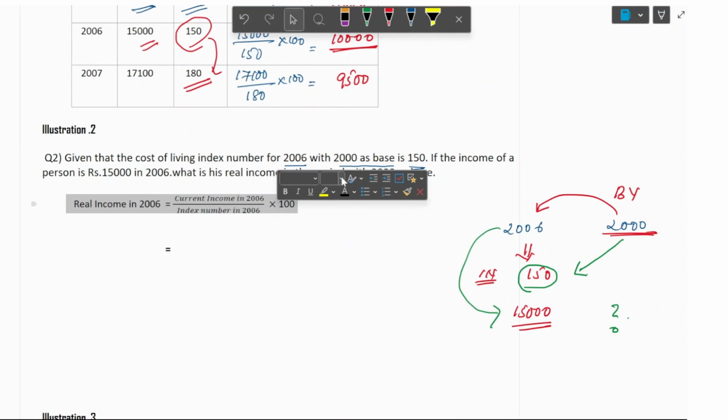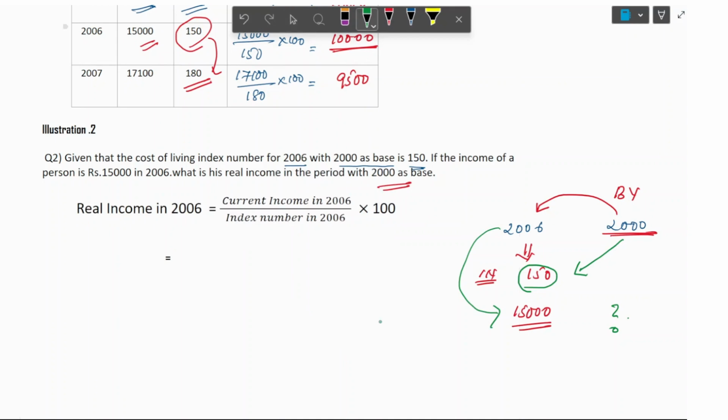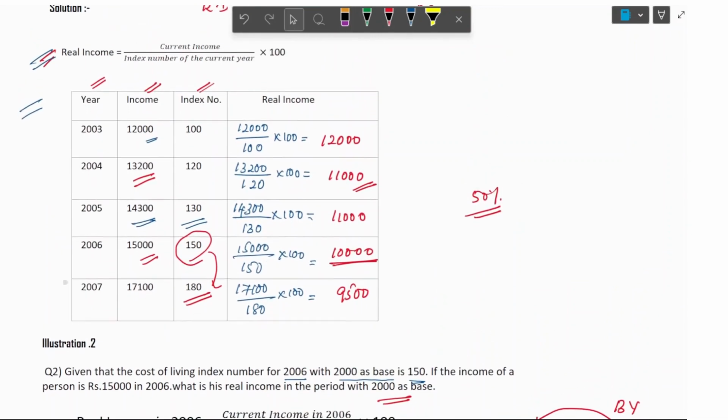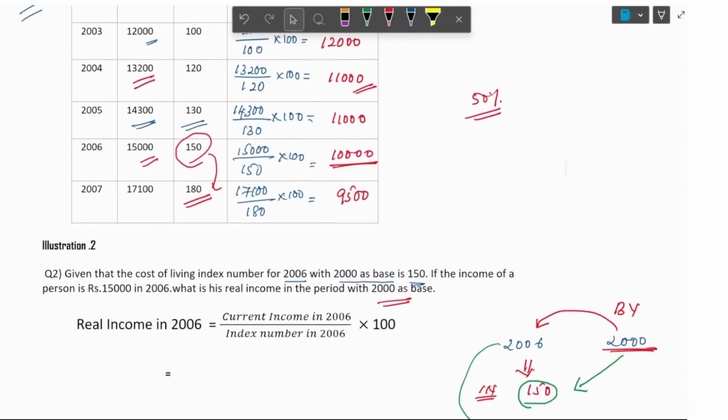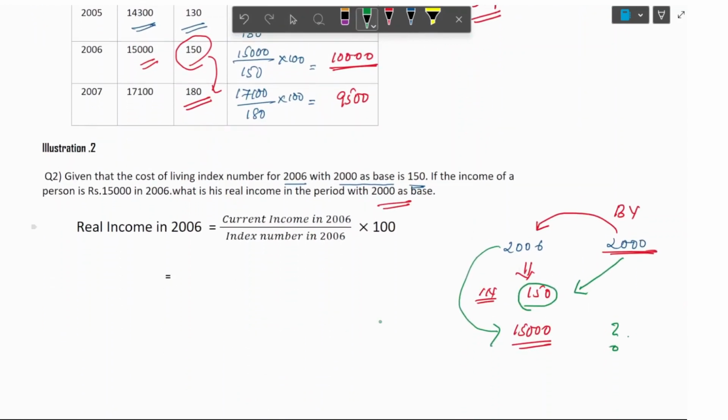One second, I'll just make it a little bit bigger in size. Okay, see, normally real income, your base formula is real income equal to current income divided by index number of the current year. Here you need to find the 2006 income. Therefore, current income in 2006 divided by index number of the current year. I have just framed the formula this way: real income in 2006 equal to current income in 2006 divided by index number in 2006 into 100.